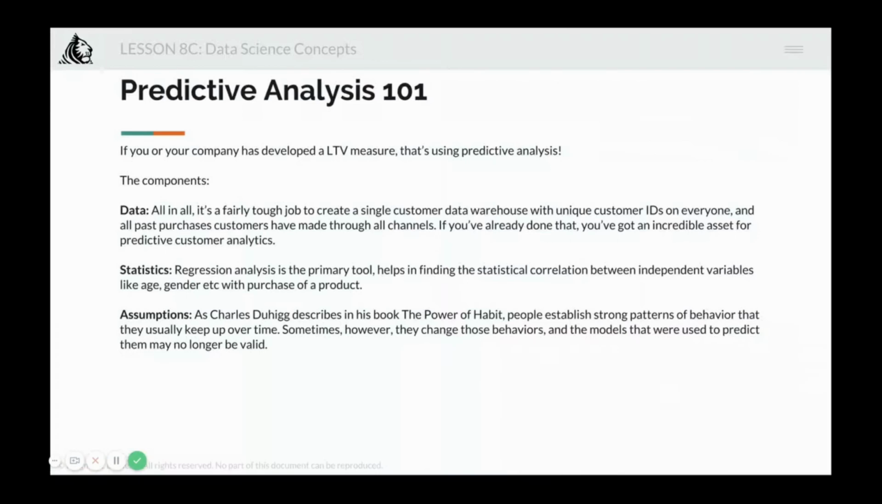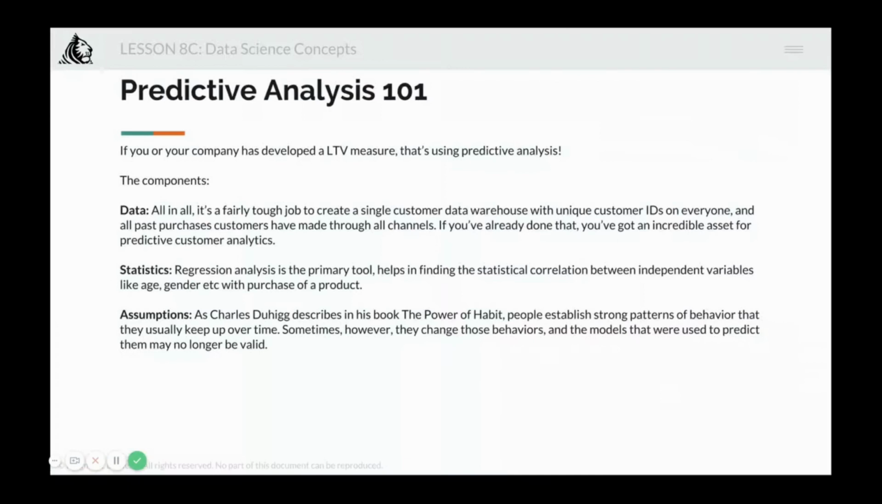Okay. The second component is the statistics. So regression analysis is the primary tool. Okay. Regression analysis in its various forms is the primary tool that organizations use for predictive analytics. It works like this in general. An analyst hypothesizes that a set of independent variables, let's say gender, income, visit to a website, are statistically correlated with the purchase of a product for a sample of customers.